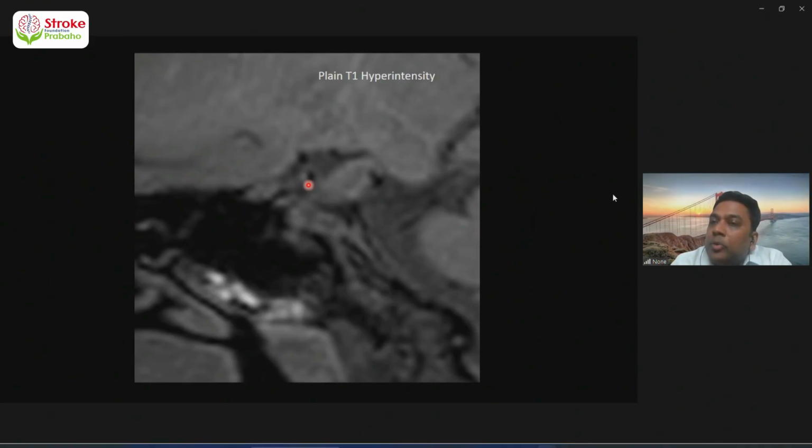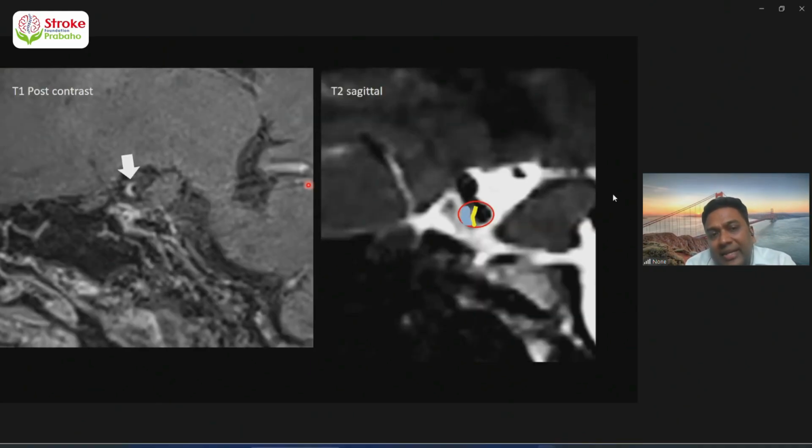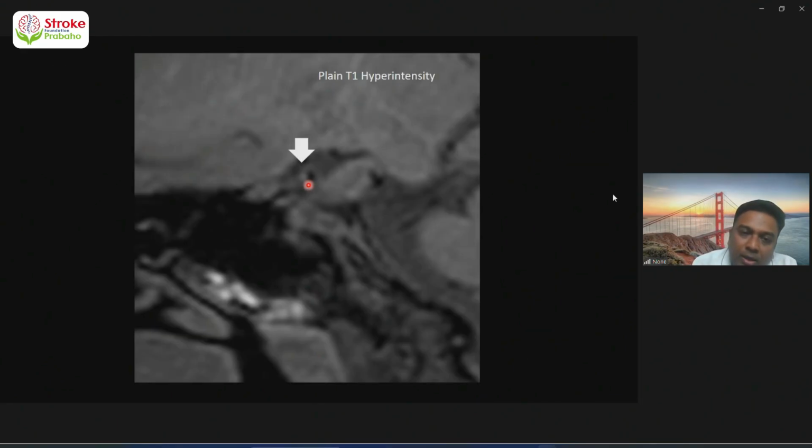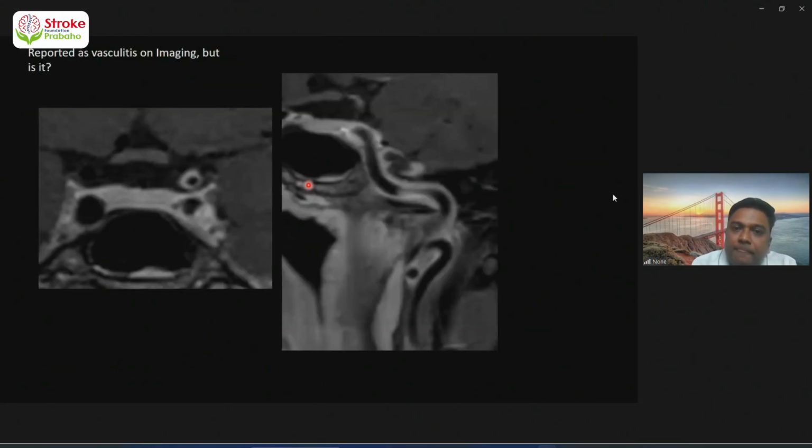And post-contrast T1, you see eccentric thickening and wall enhancement. And on the T2, there's a very confirmatory thing that there is a T2 hyperintense juxtaluminal hyperintensity, which suggests it's a fibrous cap. And the enhancement actually corresponds, this enhancement is actually the enhancement of the fibrous cap, this circular thing.